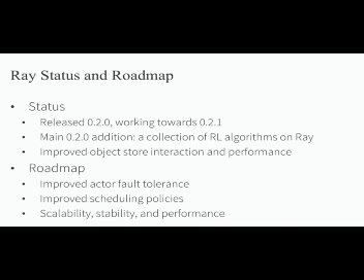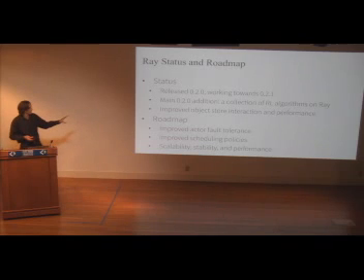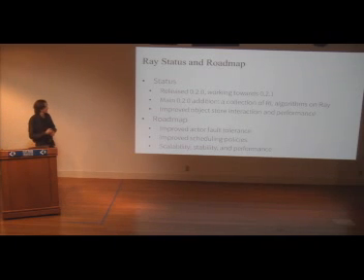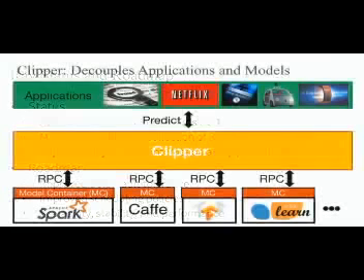So in terms of Ray status, we've just released 0.2.0, but we're actively working towards 0.2.1. The main 0.2.0 edition is a collection of RL algorithms that are tuned well to work on Ray, as well as improved object store interaction and performance. And this is where we are. Where we are going is continuing to improve fault tolerance, both for the stateless tasks and for the stateful computation, continue to improve scheduling policies, and continue to push the boundaries of performance by improving scalability, improving stability, and improving throughput and reducing the system overheads and latencies.